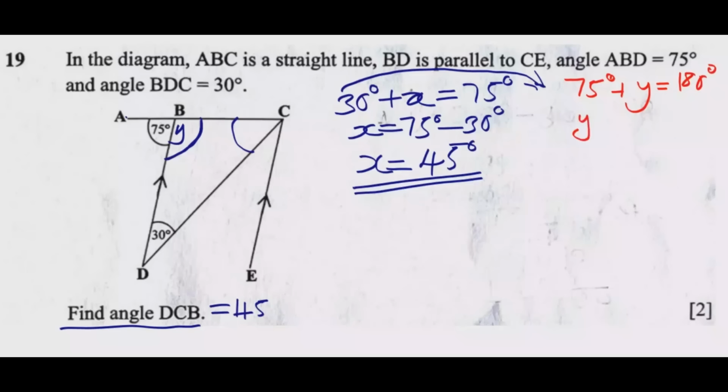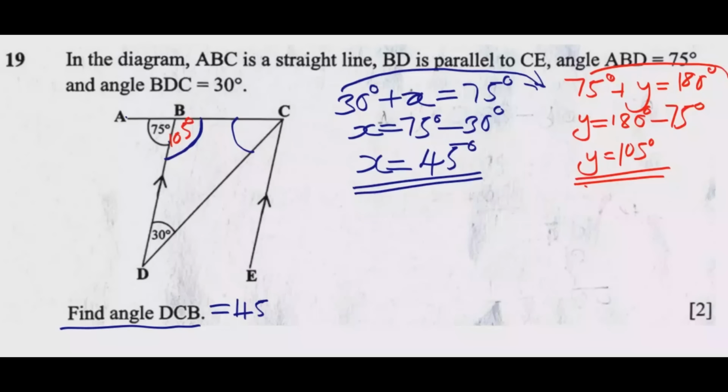Then we put like terms together. We have y is equal to 180 degrees, and then 75 degrees crosses the equal sign and becomes negative, so it will be minus 75 degrees. Then y is equal to 180 minus 75 degrees, which gives us 105 degrees. Okay, now we have found the value of y. We can remove y here and write the value we found, that is 105 degrees.